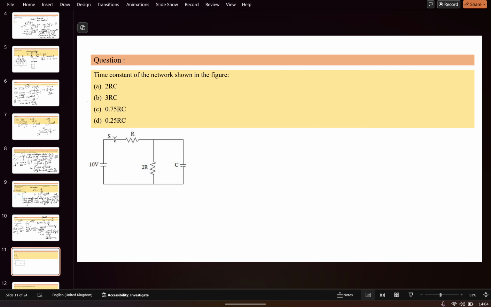So this is a question. You have to find out what is the value of the time constant. Take your time. I will explain what is the correct solution for this question.